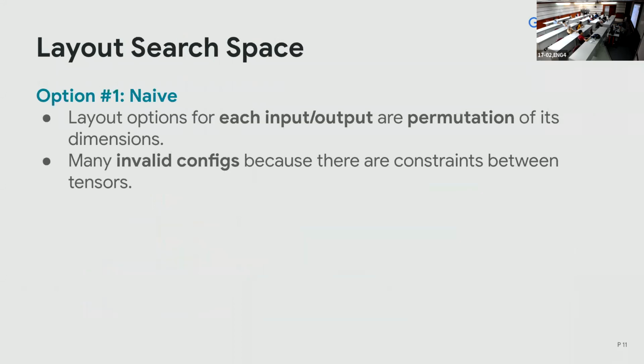So to define a search space, naively what you could do is specify layout for each of the input and output tensors independently by considering all the permutations of their dimensions. However, there are a lot of constraints between tensors within an operation or between operations. So defining search spaces this way will actually result in a lot of invalid configurations, because it ignores all the constraints between these tensors.